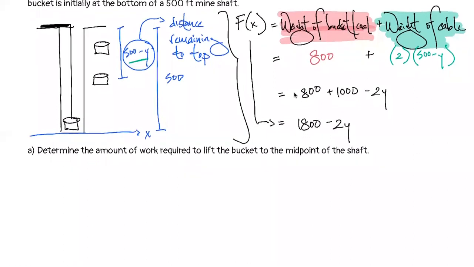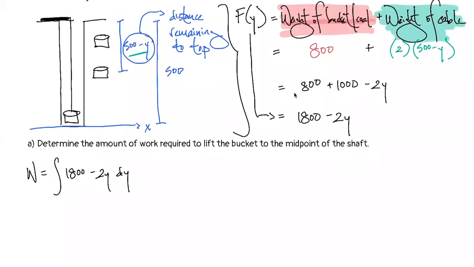All right, so part A here says determine the amount of work required to lift the bucket to the midpoint of the shaft. If we set up our work function, we know that work is the integral of the force function over whatever distance we're doing. And I suppose we should actually call this f of y, since we're aligning it with a vertical system. And so let's set up our integral. I know I need to integrate the 1,800 minus 2y dy, okay?